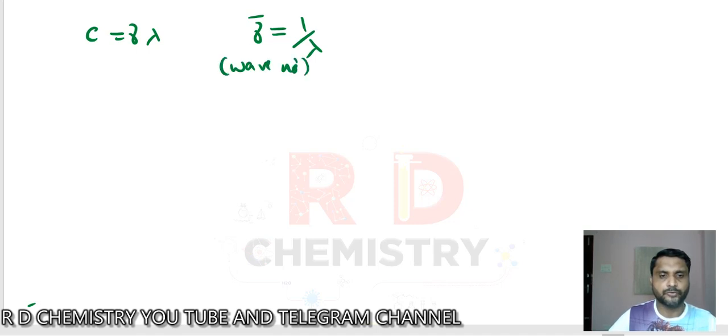From structure of atom, you have got the formula c = nu lambda, correct? And nu bar, the wave number, is equal to 1 by lambda. This is the wave number. Remember, students, this is the wave number. Very important one also.